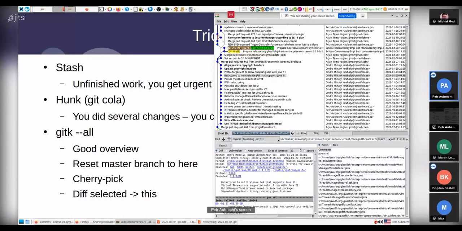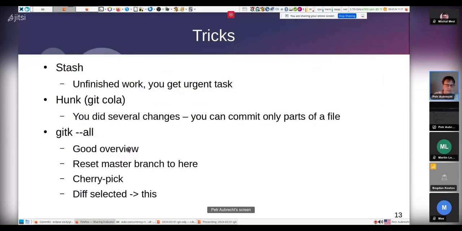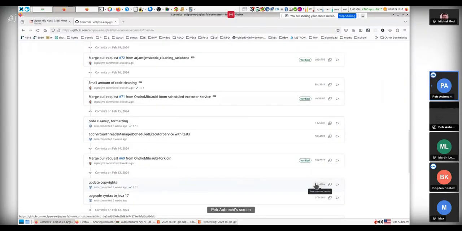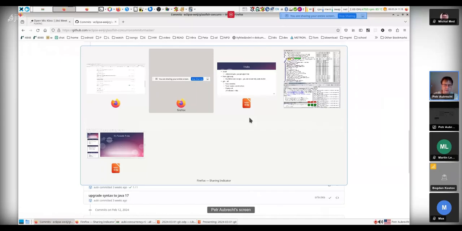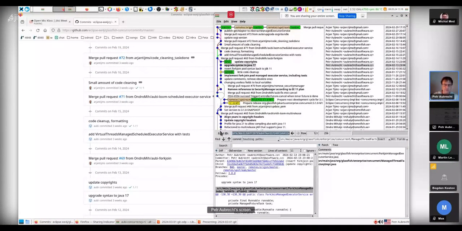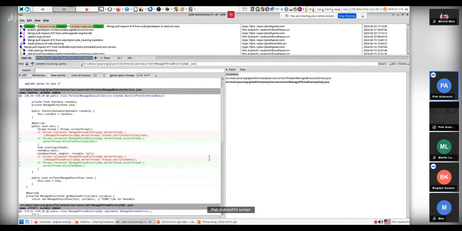So if you have any interesting commit. I am interested in this commit. Okay, what does it mean? Upgrade syntax to Java 17. I copy the commit, go to history. Bam, go to, this is this commit, this change. Nice feature, by the way.